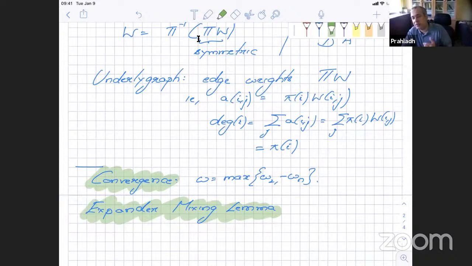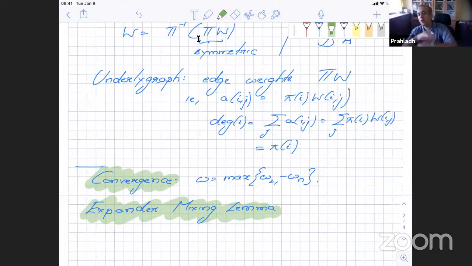The question is what happens? You can ask if the eventual distribution actually becomes close to the stationary distribution. Mixing is when you want to come within epsilon distance in some norm, say the total variation distance. If omega, defined as the max of omega 2 and minus omega n, is bounded away from 1, then the random walk will eventually converge. No matter how you start, eventually you will get very close to pi.